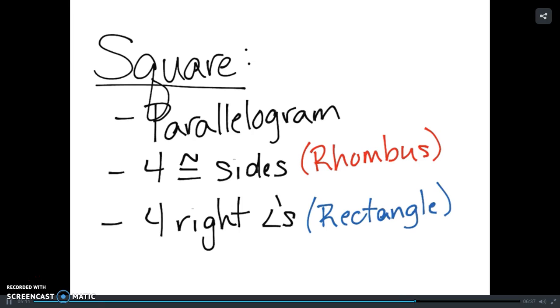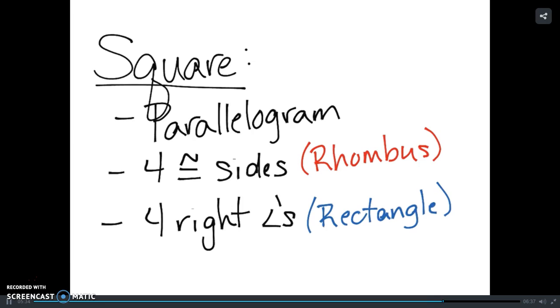So that means that its diagonals are going to be perpendicular. It means that its diagonals are congruent. It means that its diagonals will bisect the opposite angles. So you have to look at all of those facts that we already covered, and if it applies to a rhombus, it also applies to a square. If it applies to a rectangle, it also applies to a square.